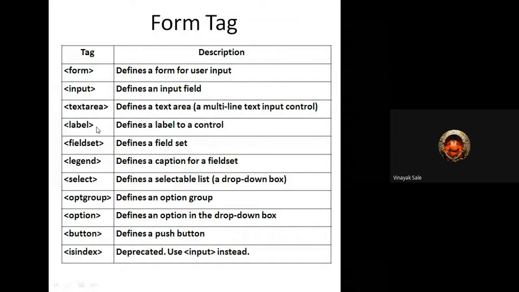Label defines a label for a control. Fieldset defines a field set. Legend defines a caption for a field set. Select defines a selectable list. Optgroup defines an option group. Option defines an option in the drop-down box. Button defines a push button.